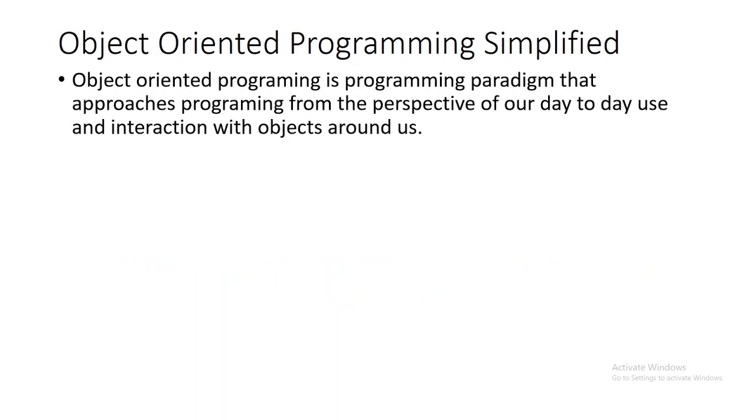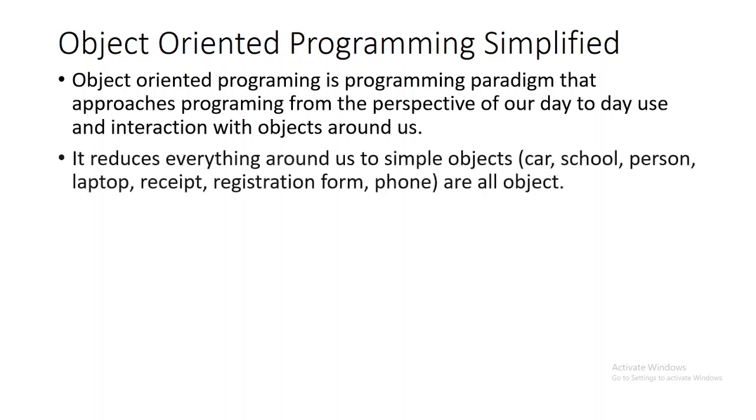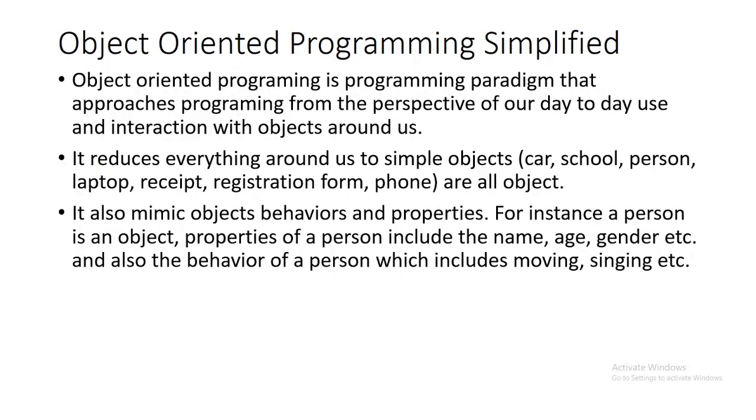Object-oriented programming is a programming paradigm that approaches programming from the perspective of our day-to-day use and interaction with objects around us. It reduces everything around us to simple objects. A car is an object, school is an object, person, receipt, registration form, and form, they are all objects. It also mimics objects' behaviors and properties.